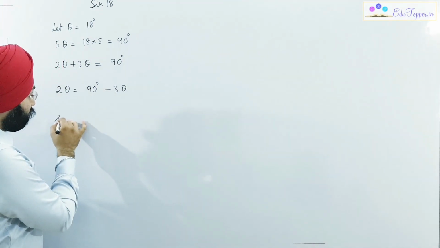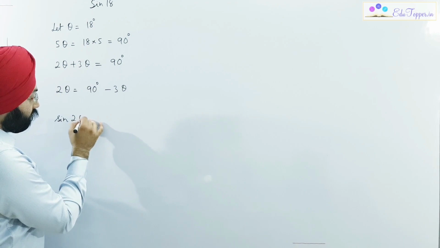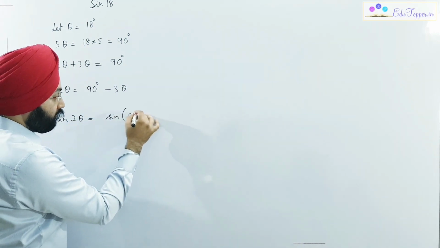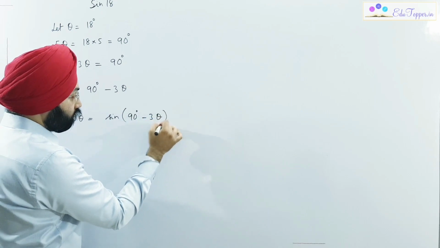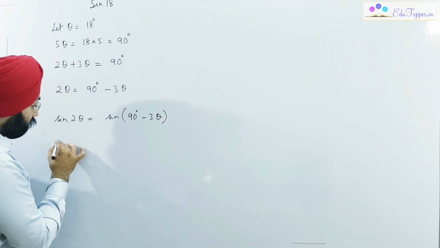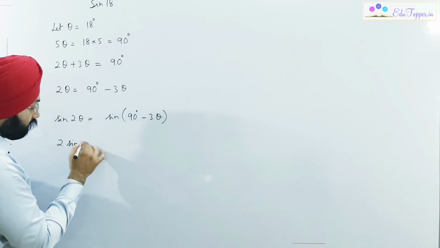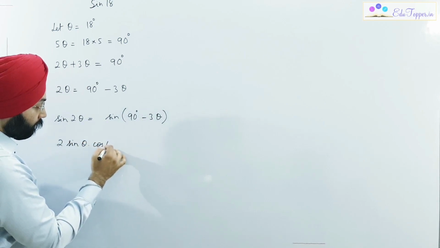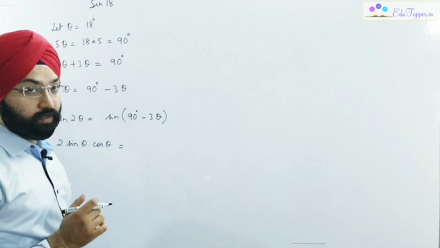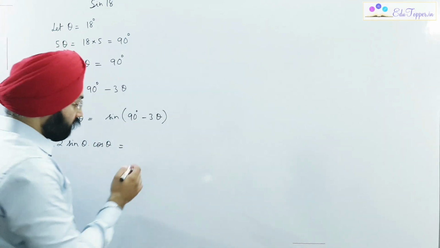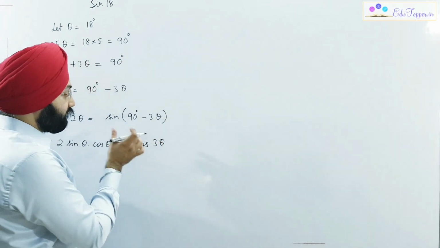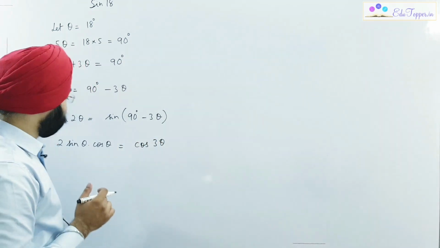Now we take sine on both the sides, so we'll have sine 2 theta is equal to sine of 90 degrees minus 3 theta. Sine 2 theta, as we all know, is 2 sine theta into cos theta, and the value of sine 90 minus 3 theta will be equal to cos 3 theta. This will be cos 3 theta because we know sine 90 minus x is equal to cos x.